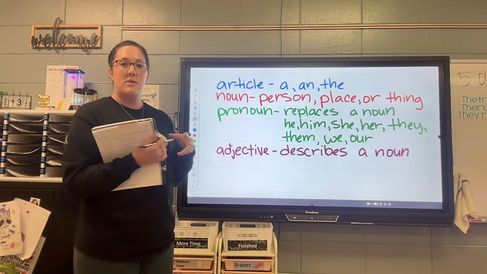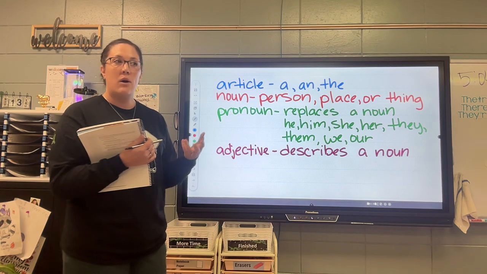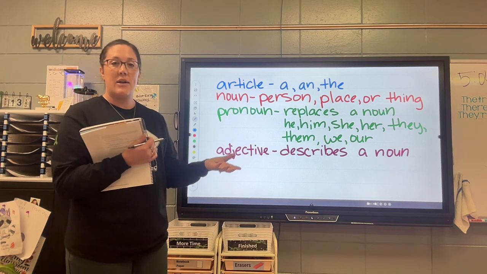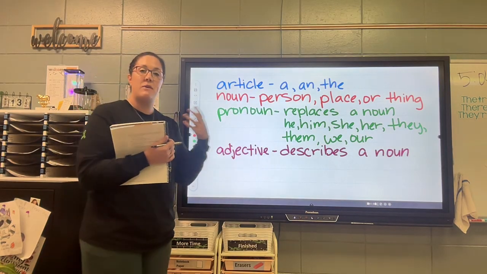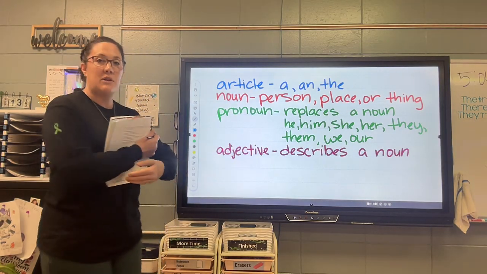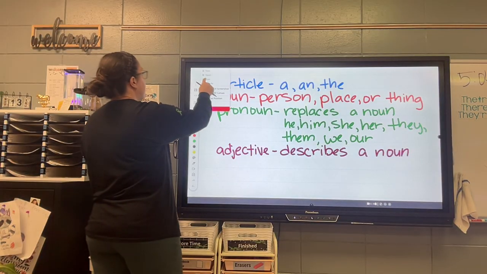Adjectives are words that describe a noun. So if I have the noun bunny, I could use an adjective like fluffy. So in a sentence, you might see the fluffy bunny. That describes what the noun is like, okay?